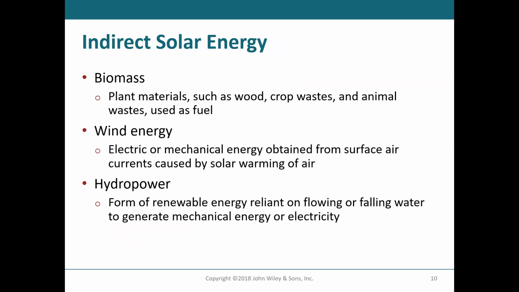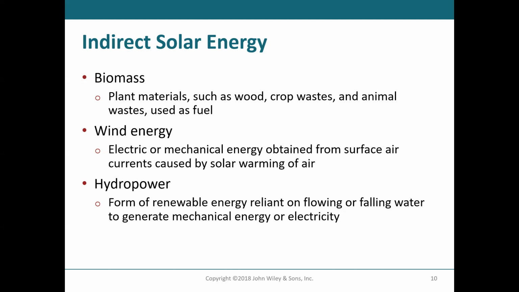Indirect solar energy. This is basically biomass, wind energy, or hydropower. It's any collection of energy that isn't directly producing electricity. So it's basically stored elsewhere, or it's kind of like a side effect of it, right, to produce the energy. So we talked about biomass in chapter 10 and its plant materials such as wood, crop waste, and animal waste.